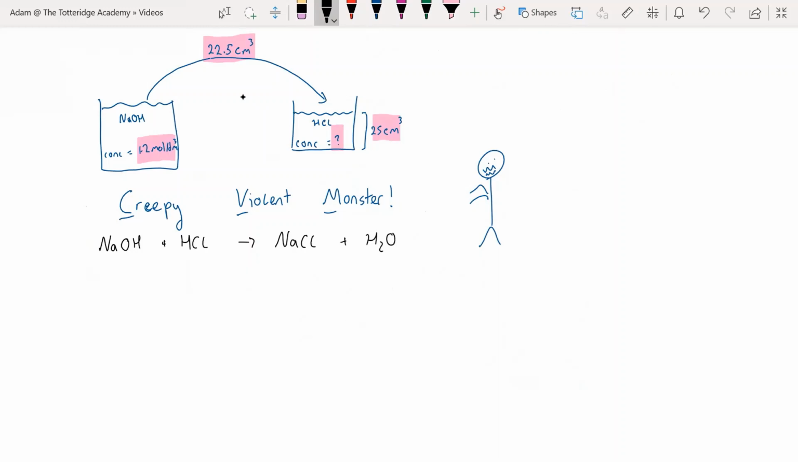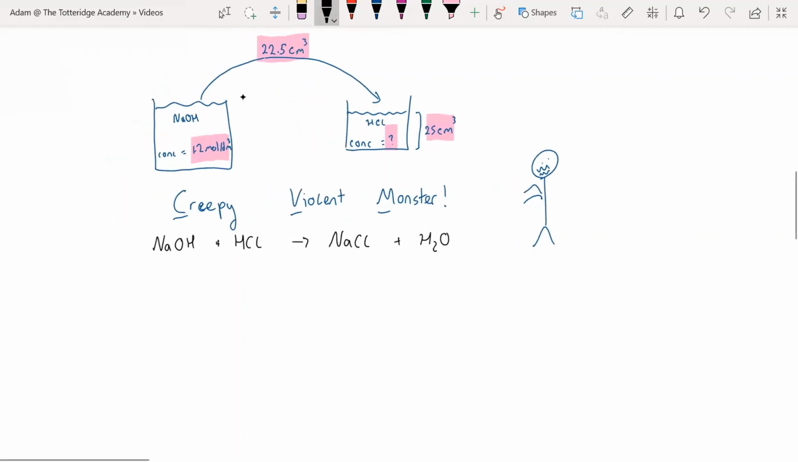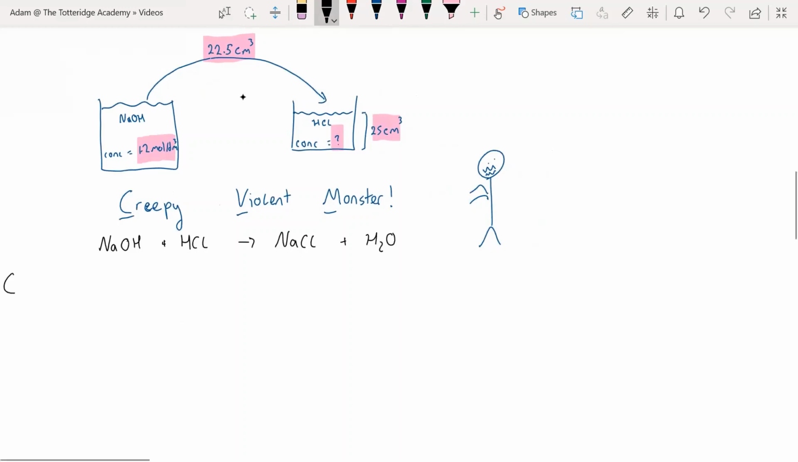The creepy violent monster method goes like this. You write a C, you write a V, and you write an M. C stands for concentration. The V from violent stands for volume, and the M there stands for moles. Now, actually, by the way, chemists use the letter N for moles, but for our purposes, we're just going to leave it with M because it's simpler and easier to remember. We're not going to stress out about it too much.